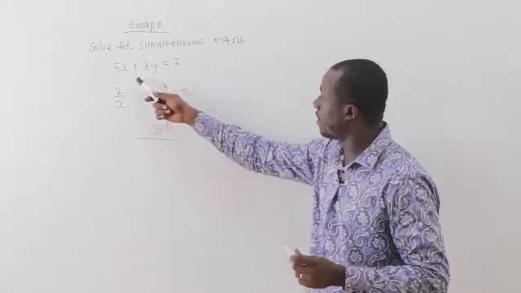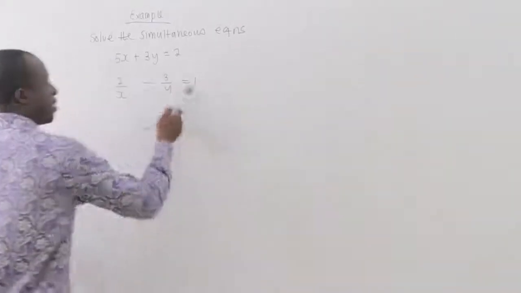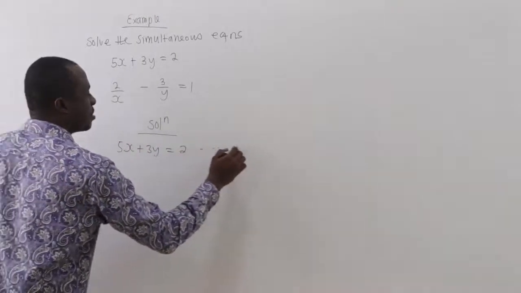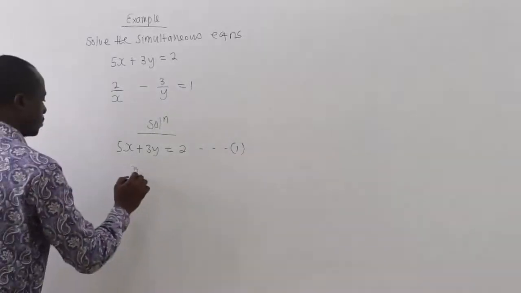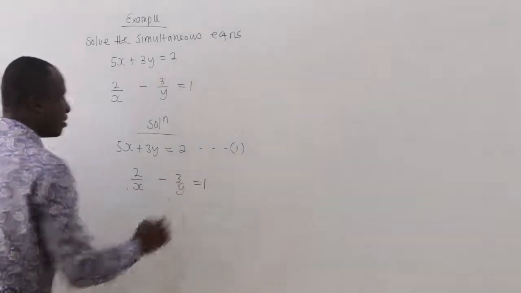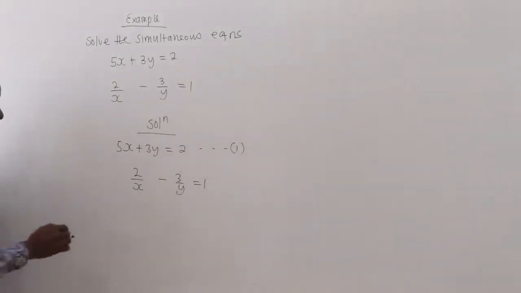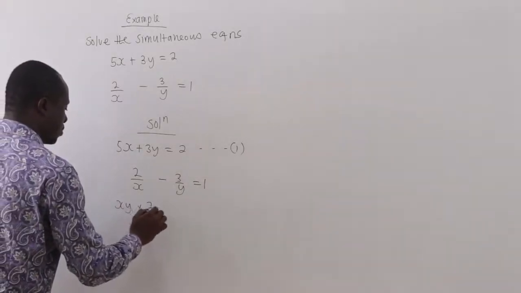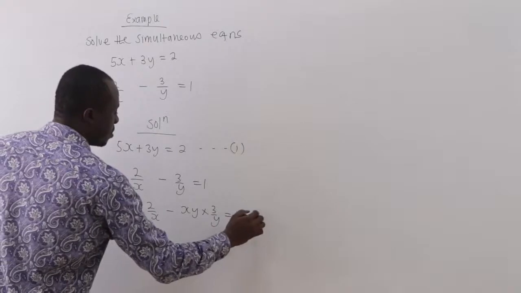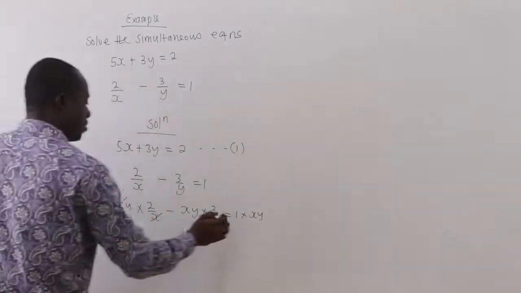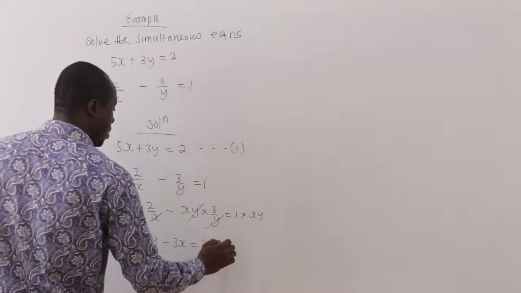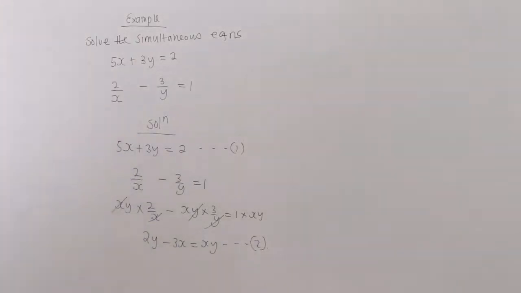Now, solve the simultaneous equations 5x plus 3y equal to 2, and 2 over x minus 3 over y equal to 1. So we have 5x plus 3y equal to 2; let's say this is our equation 1. 2 over x minus 3 over y equal to 1. What is the LCM? The LCM is xy. So xy times 2 over x minus xy times 3 over y equals 1 times xy. Now x is cancelling out that, y is cancelling out that. So what do you have? 2y minus 3x equal to xy. Let's say this is equation 2.